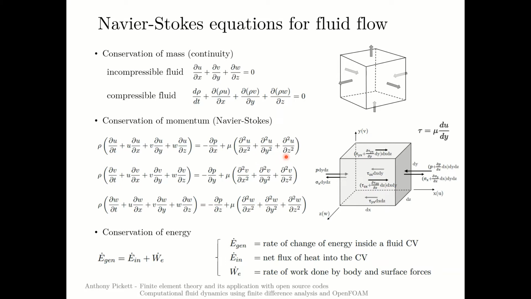Essentially, for a Newtonian fluid, we have this relationship between shear stress and the change in velocity with respect to y. So this is our viscosity. In other words, if we have some velocity here, this is the y direction.